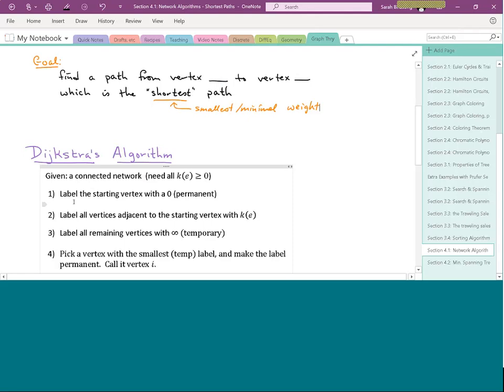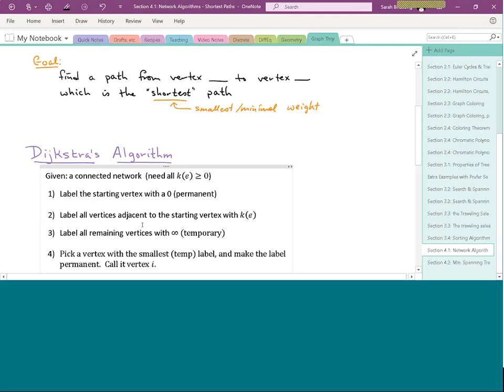What you do is you start and you're going to do a bunch of different labels, and we'll walk through each of these steps as we do it, because you don't always see what's happening when you first read the algorithm. We're going to have essentially a working list to deal with all of these different labels. We're going to label our starting vertex with a 0, and that's going to be called a permanent label. We're going to be dealing with both permanent and temporary labels.